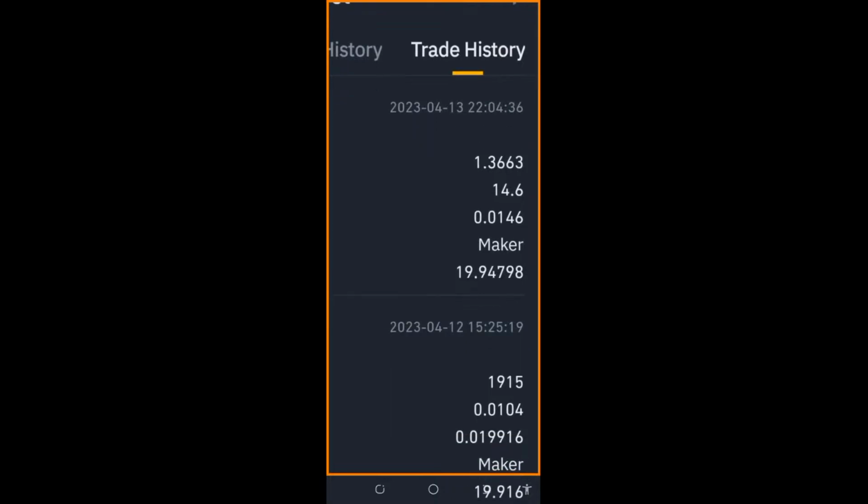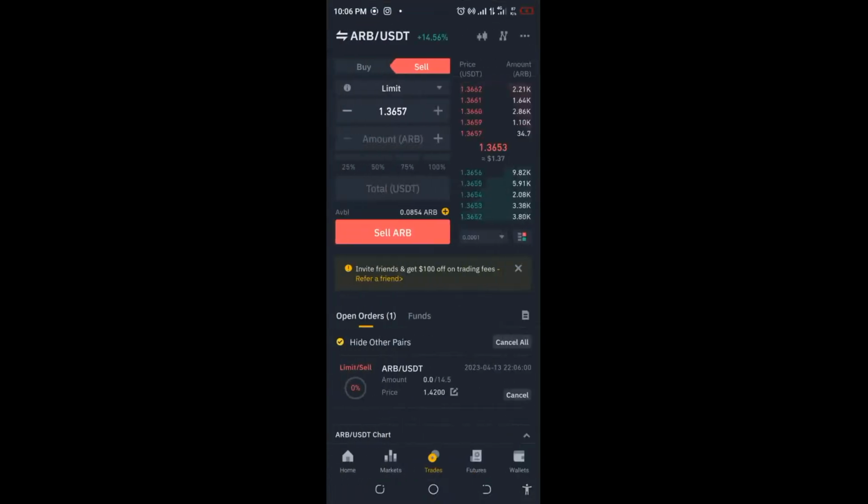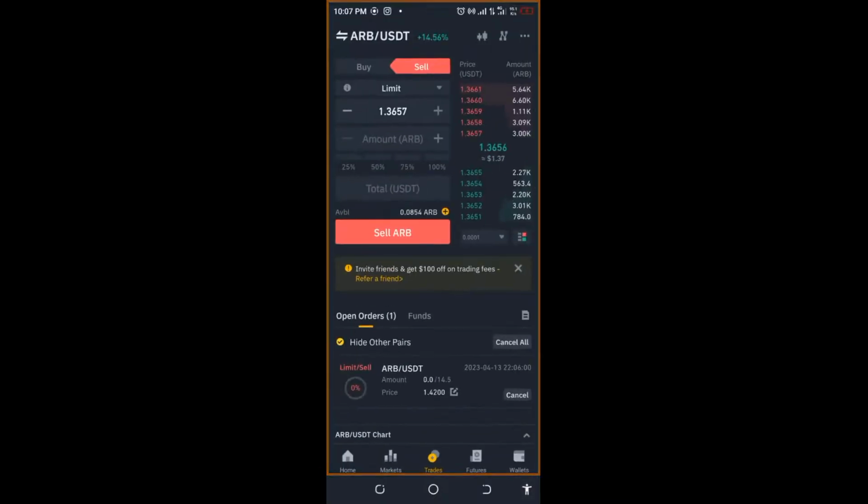We bought it at $1.3663. Okay, so what would be the way out just in case this happens? What if we don't get it sold? Then that means we don't have a choice, it has to be sold. The only other option is a loss, but by the grace of God, that will not be. Sorry, we bought it at $1.36. Okay, let's hope we get it sold. And right now, we have put a sell limit at $1.42. Let's hope it does.